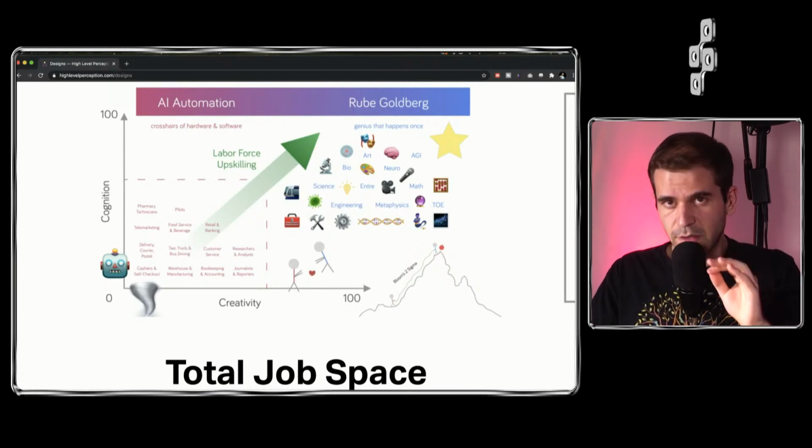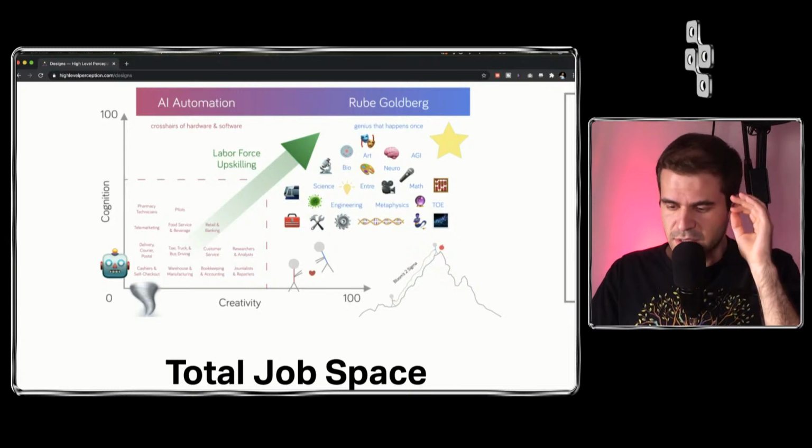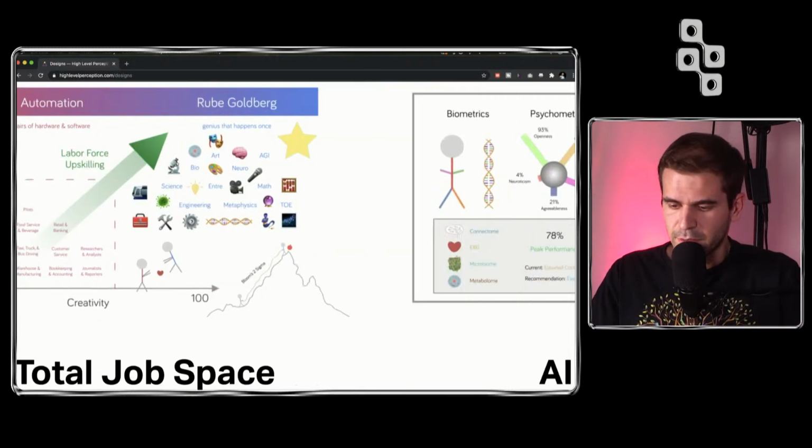Mycorrhizal networks, inclusive stakeholding, rich patrons. We have to do this. This is such an important part of the project.